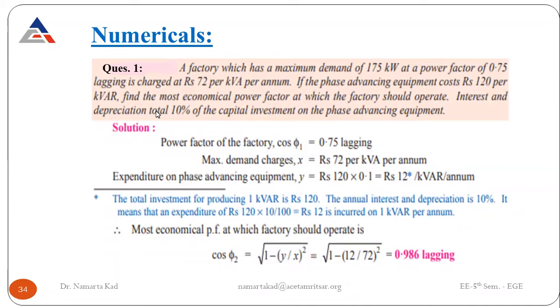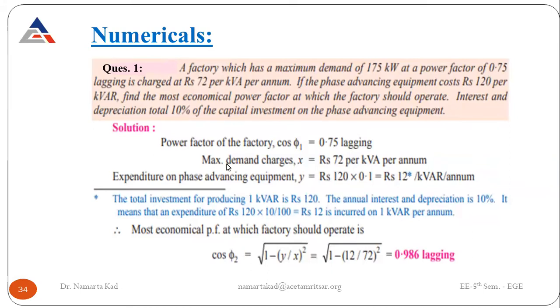Interest and depreciation total is 10% of the capital investment on the phase advancing equipment. So this one is given as 10%. Now the power factor which is already there in the factory, that is cos phi 1, is 0.75 lagging, and we have to improve this power factor. And how to improve this? By installing new equipment which is available for ₹120 per kVAR.